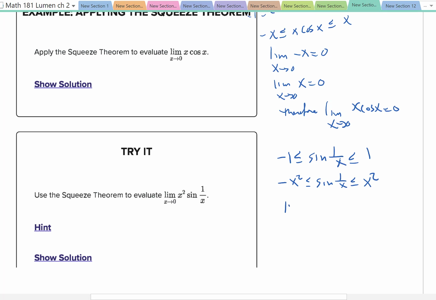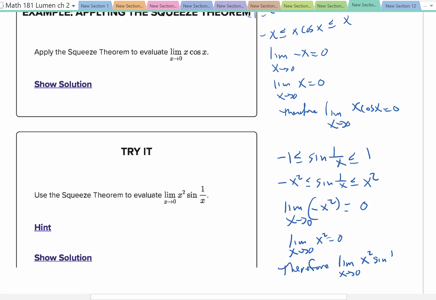So if we look at the limit as x approaches 0 of negative x squared, that's going to be 0. And the limit as x approaches 0 of x squared is also going to be 0. Then we have our therefore: the limit as x approaches 0 of x squared sine of 1 over x must also be 0.